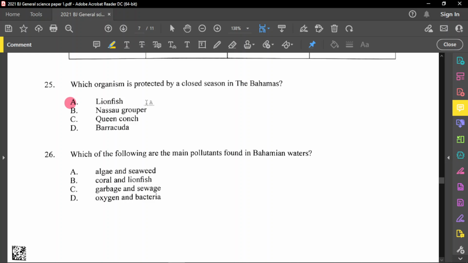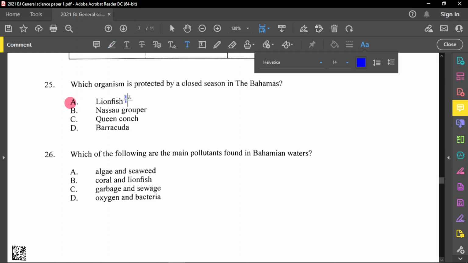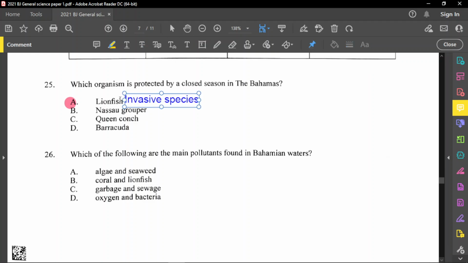Now, lionfish is invasive, so I'm going to spell it. I'll put the word here for you. Invasive. It's an invasive species. That's what lionfish is. The Nassau grouper is protected by a closed season. So there's a closed season for the Nassau grouper. Oh, I have this as A. Let me delete that, because that's correct. B, Nassau grouper, is the correct answer. So the Nassau grouper is protected by a closed season.